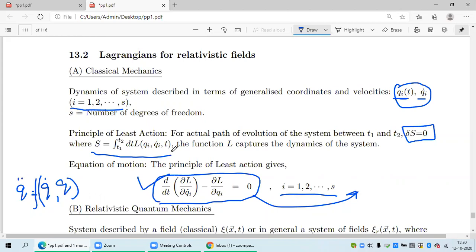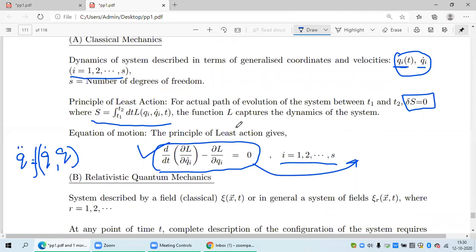Now, suppose a system is described by a Klein-Gordon field or a Dirac field. So what kind of system is this? This must be a subatomic particle or microscopic system which is relativistic. Such a system is described by a field, a wave function, a wave function which satisfies a relativistic wave equation, not the Schrodinger equation. Okay.